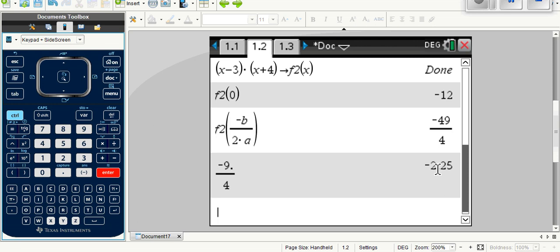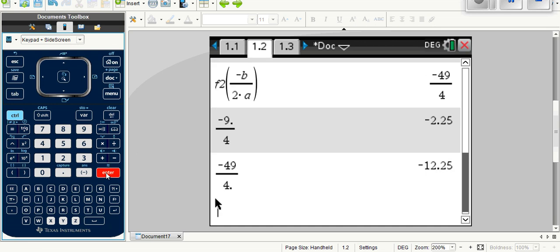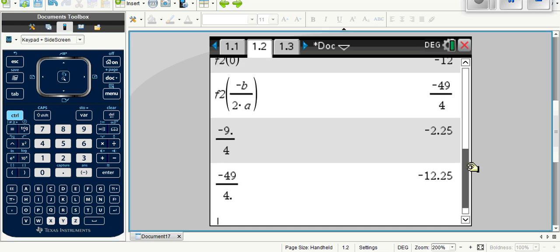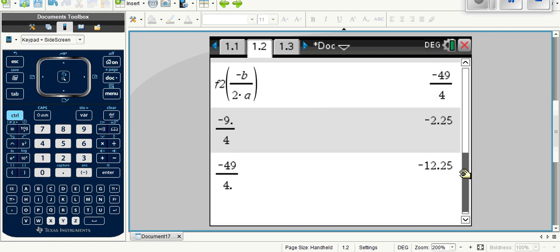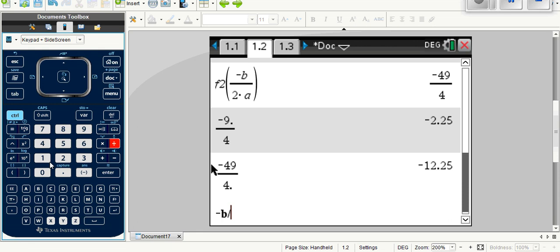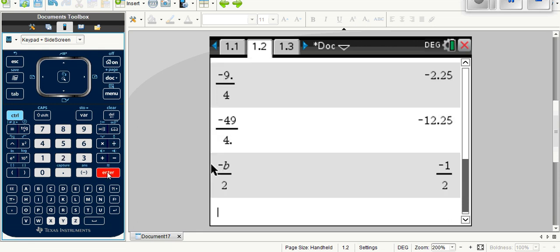So that's my y value, my vertex. And, well, actually it's not because I didn't type it right. Negative 49 divided by 4, enter. Negative 12.25 is my y value of the vertex in this case. And what's my x? Well, I have to figure out negative b divided by parentheses 2a. Of course, a is 1, so I just divide by 2. Negative 1/2.